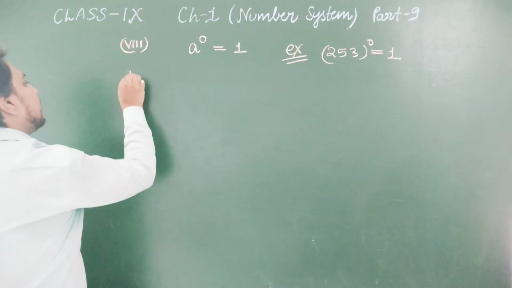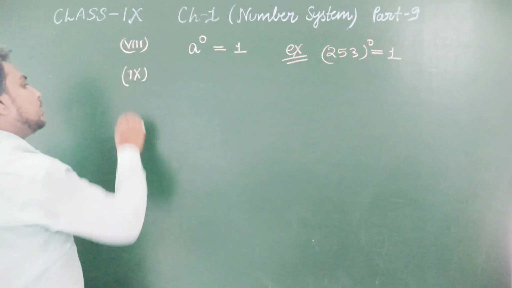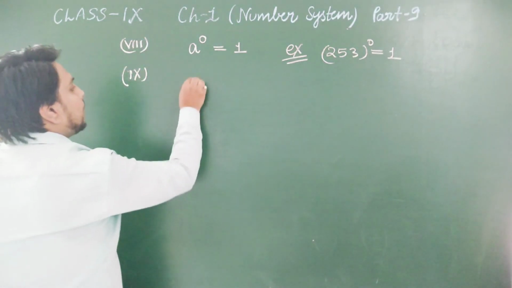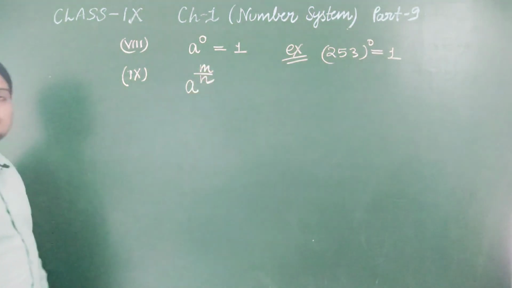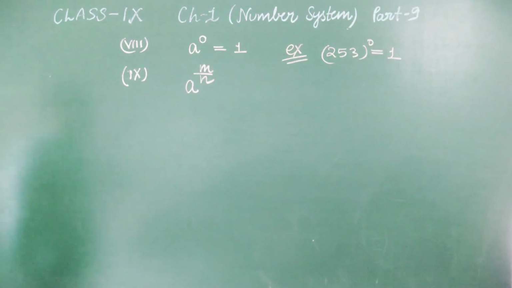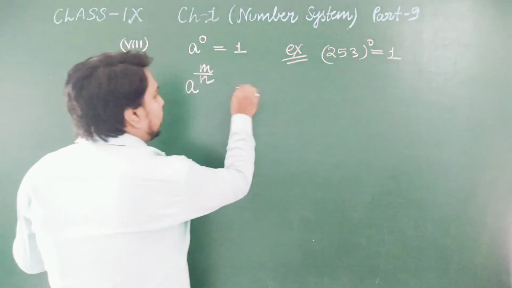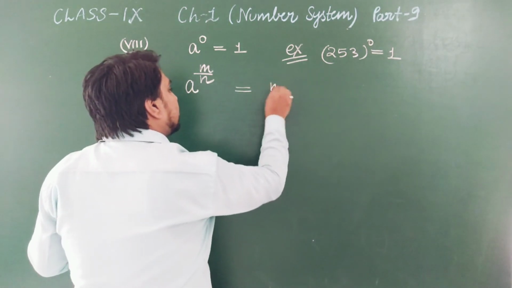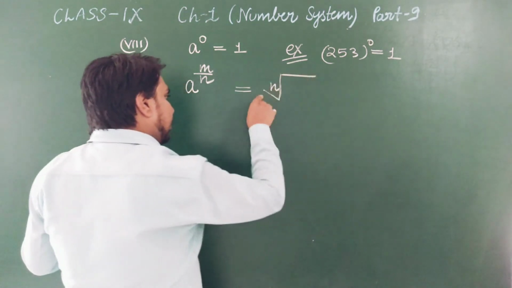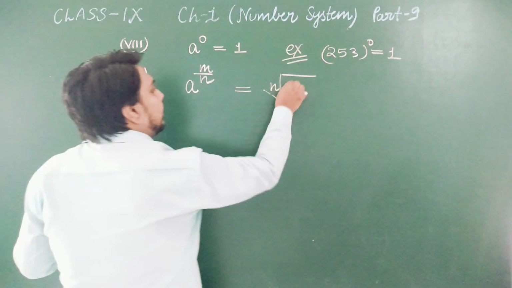Okay, then the next one is, suppose in the power there is a fraction like this: a to the power m upon n. So what does it mean? It means that whatever is in the denominator will be the root, the nth root of a to the power m.